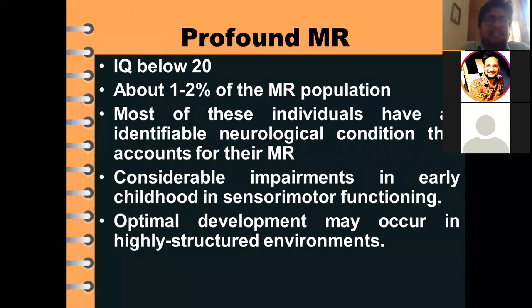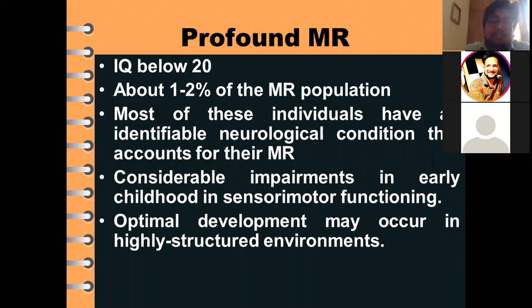Profound mental retardation, IQ level is below 20. The main thing is that 1 to 2% of the mental retardation population comes under profound mental retardation. These individuals have a neurological condition, like seizures. They may have an epilepsy problem along with mental retardation. This is very severe, and profound mental retardation people easily die.